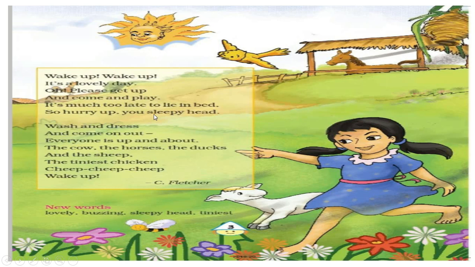Then, here, sleepy head ke niche underline karo, S-L-E-E-P-Y, sleepy. H-E-A-D, head, sleepy head. Okay, so underline here, hurry up and sleepy head. Okay, now come here, wash, W-A-S-H, wash, underline here. Then dress, D-R-E-double S, dress. Then out, O-U-T, out, underline here, okay? O-U-T, out.